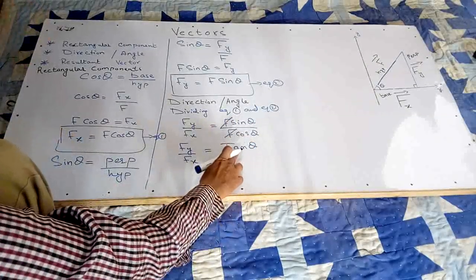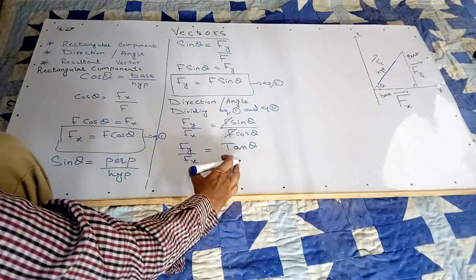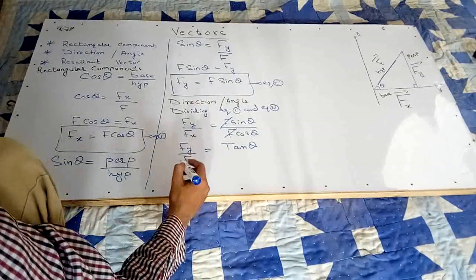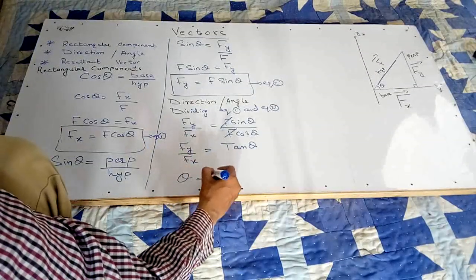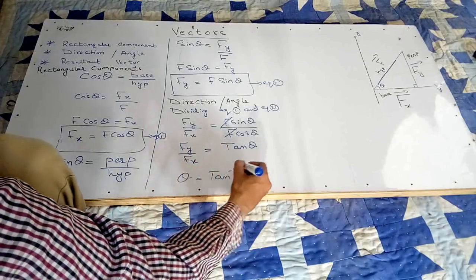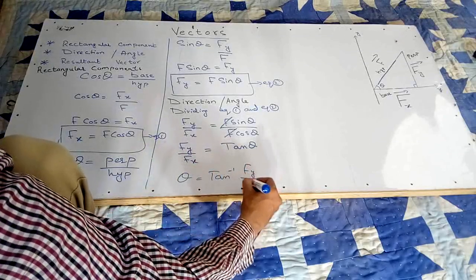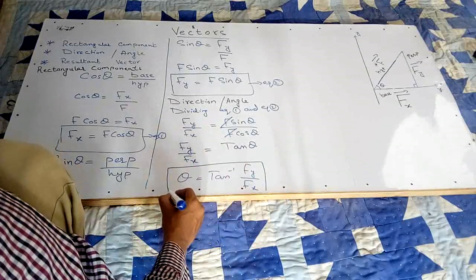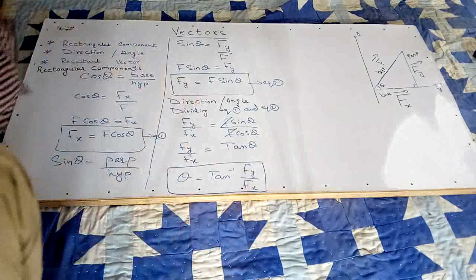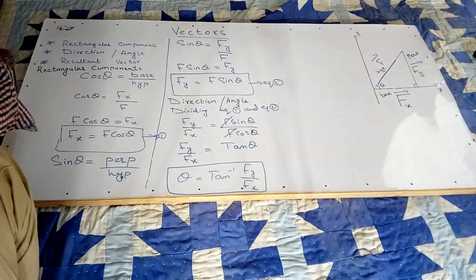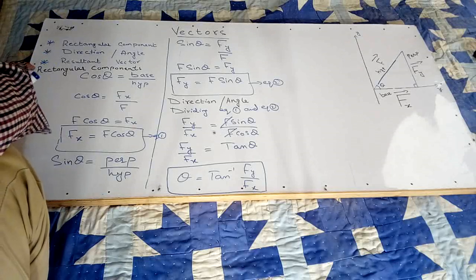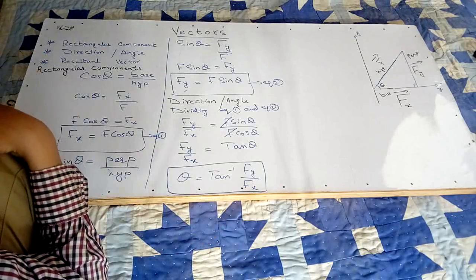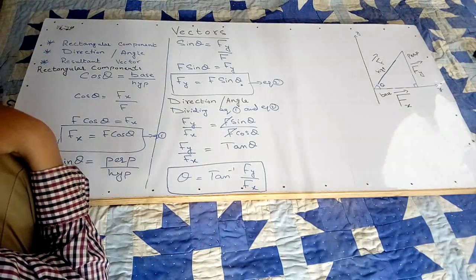If we take tan theta above, equal to, we see that theta is equal to tan inverse of Fy upon Fx. So if we have to find the angle of the force, if the force is applied on a body with an angle, we use this equation to find the angle of the vector.